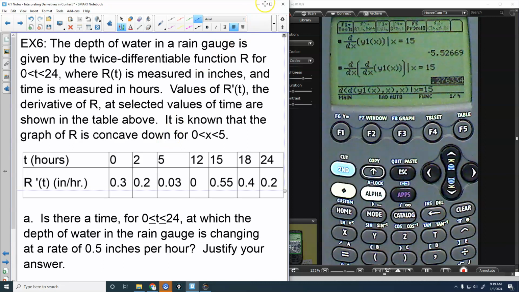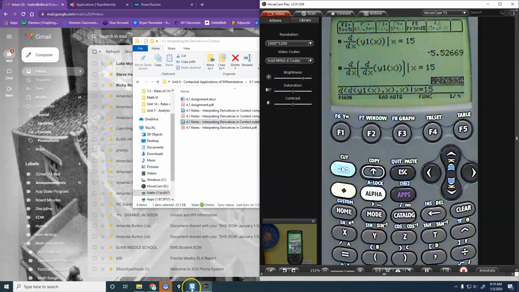All right. This one is a calculator problem, but it's mostly just for convenience. Why is that not working? I want to let it go full screen. Okay.